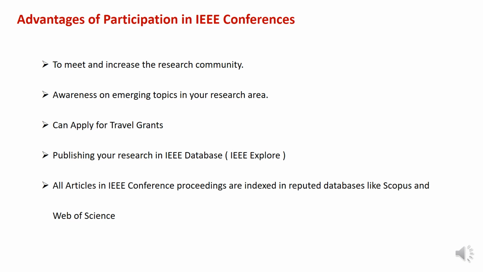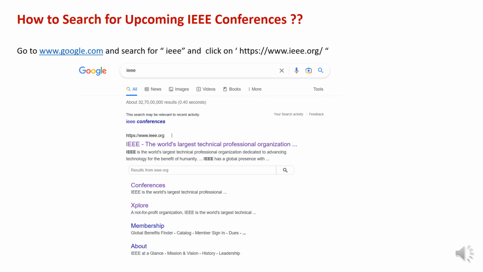And all articles in the IEEE conference proceedings are indexed in reputed databases like Scopus and Web of Science. So this is one of the main advantages of participation in the IEEE conference. Now, how to search for upcoming IEEE conferences? We already said that we will discuss how to search for the upcoming IEEE conferences.